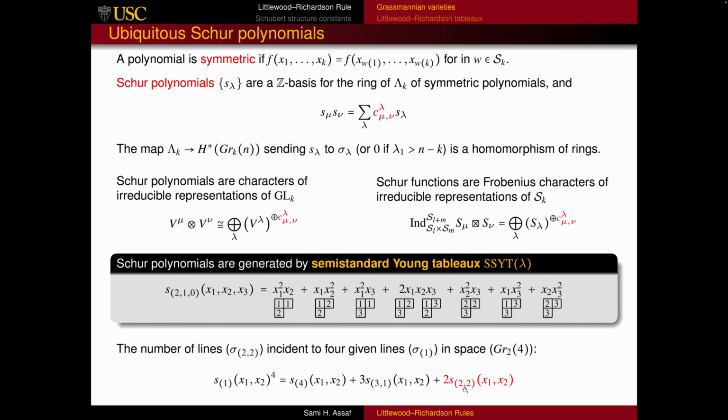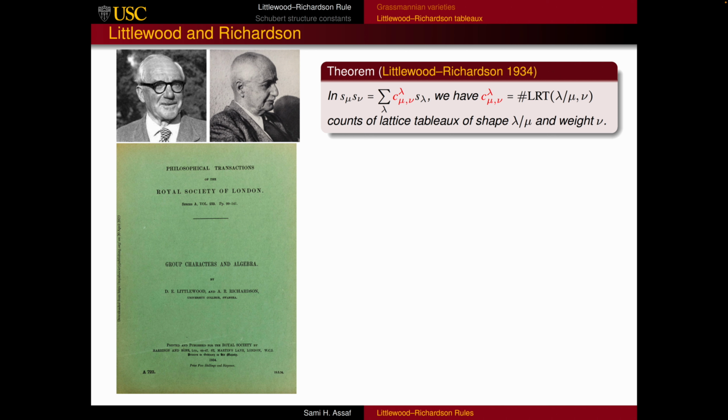So I can do the computation in Schur polynomials, which is something we could throw on the computer, right? But we're not going to do it that way. We're going to follow Littlewood and Richardson. If you notice, the title of their paper does not include the word combinatorics. Group characters in algebra is what they were studying. So they said that these Schur structure constants that we're after, which we now call Littlewood Richardson numbers in their honor, is the number of what we now call Littlewood Richardson tableaux.